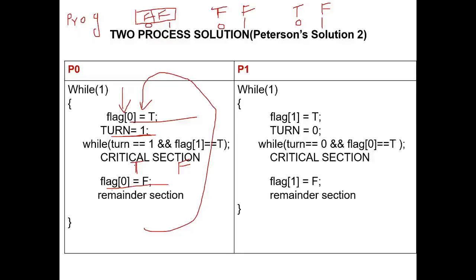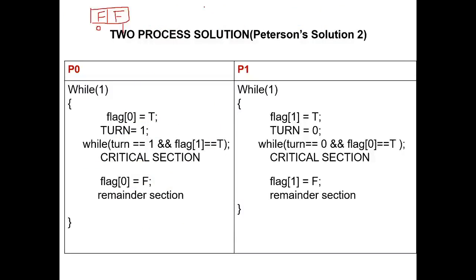So the first condition is true, and the second condition is false, because you can check here that flag of 1 is false. So again one condition is true and one is false, so the loop condition is false, and it enters the critical section and executes. See, we are meeting the progress condition here.